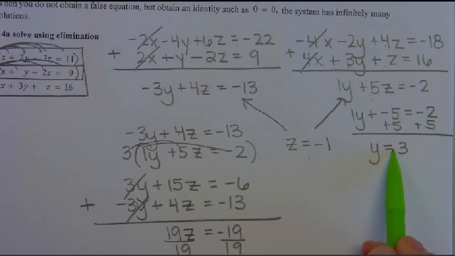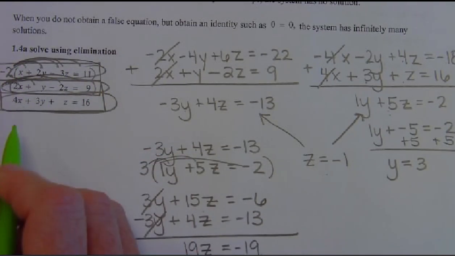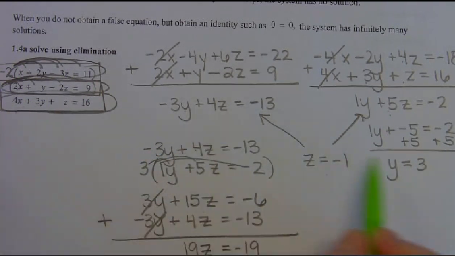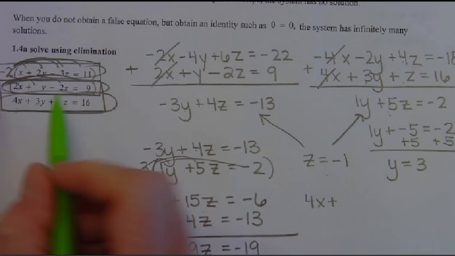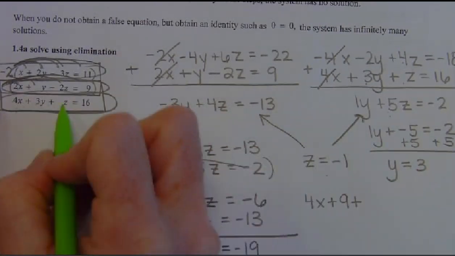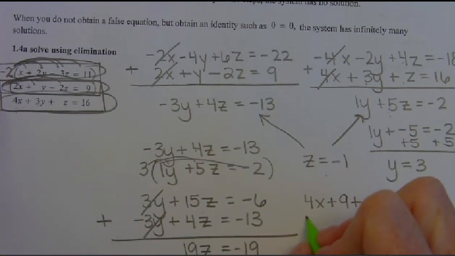Once I have two of my values, I then go back to one of my three original ones. I'm just going to take my bottom one, and I'm going to plug in these two values to get x. So I have 4x plus y is 3. 3 times 3 is 9, plus z, which is negative 1, and that equals 16.